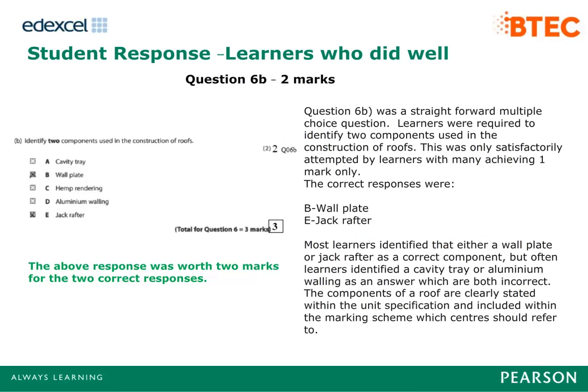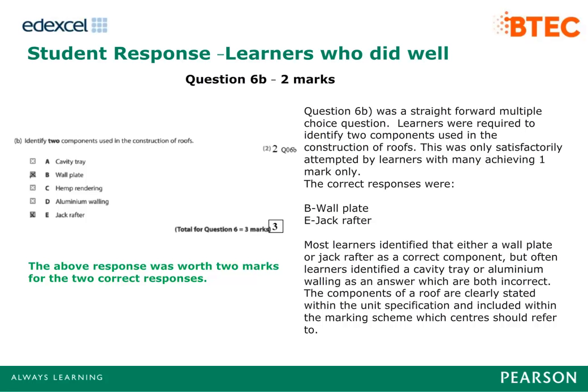Question 6b was a straightforward multiple-choice question. Learners were required to identify 2 components used in the construction of roofs. This was only satisfactorily attempted by learners, with many achieving 1 mark only. The correct responses were B, Wall plate, and E, Jack rafter.